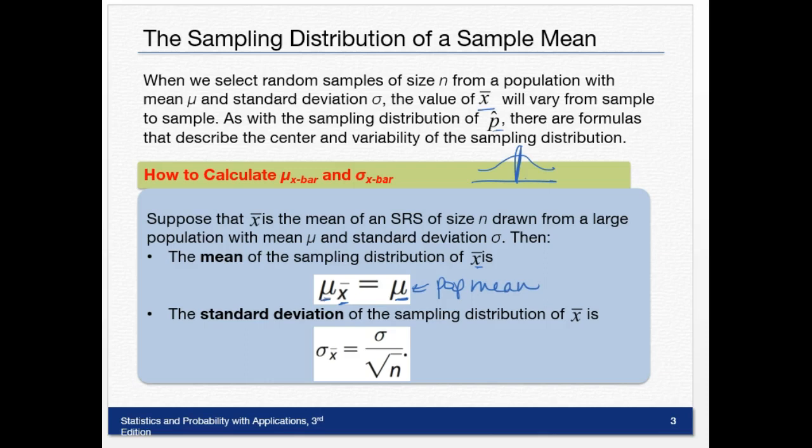Okay, and that'll be given to you in the problem. So to find the mu of your X bar distribution, it's just the same. Now, the standard deviation of the sampling distribution of X bar is this. Look, it's sigma, the population standard deviation, and you divide it by the square root of your sample size. So you just have to know your sample size, and you're good to go. You've got everything you need. So fill in the formulas, and let's keep going.